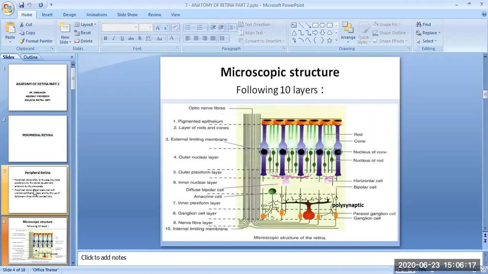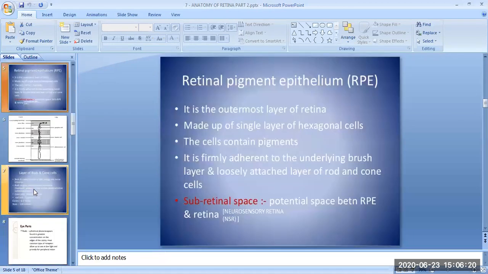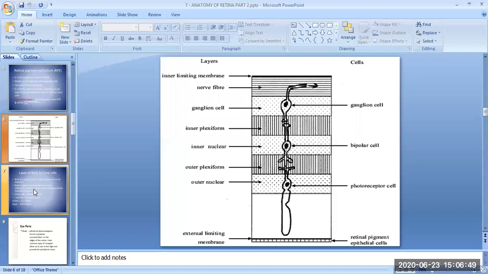The first layer is the pigment epithelium, or the retinal pigment epithelium. It is the outermost layer of the retina. It consists of a single layer of cells containing pigment and it is firmly adherent to the underlying basal lamina, which is called Bruch's membrane of the choroid. And there's a term called the subretinal space. It is the potential space between the retinal pigment epithelium and the neurosensory retina. That's the anatomy of the retina.